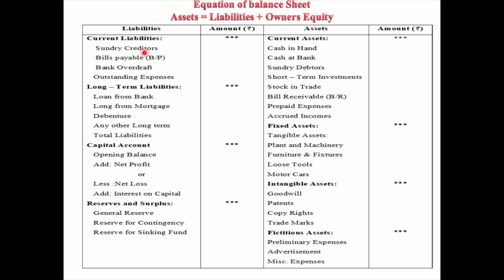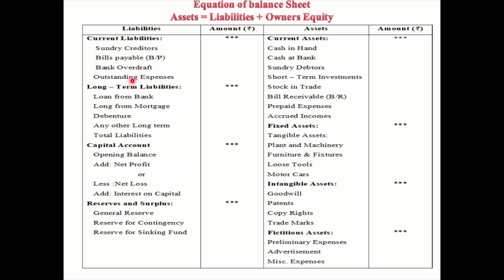Bank overdraft is a short-term loan from the bank. Outstanding expenses are the expenses which are already incurred but not paid for. These expenses are the conversion of prepaid expenses. These liabilities may be intangible in nature in the sense that they are evidenced by a legal document. Examples of outstanding expenses are outstanding wages, outstanding salary, outstanding rent, and outstanding electricity bill.